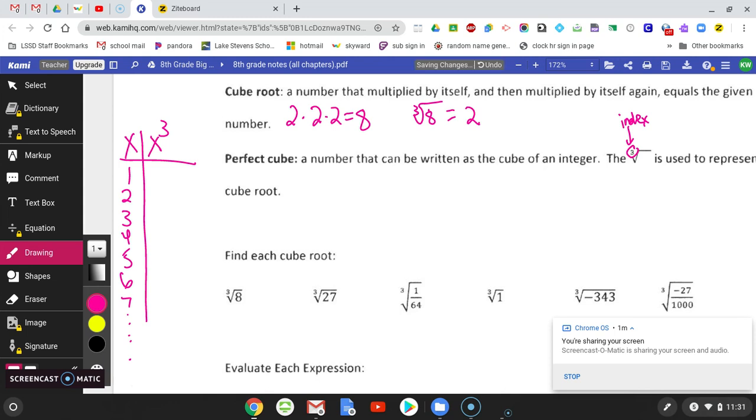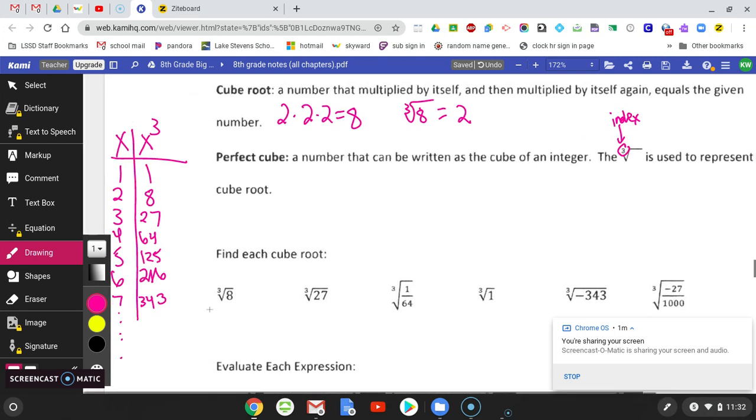So 1 times 1 times 1 is 1. 2 times 2 times 2 is 8. 3 times 3 times 3 is 27. 4 times 4 times 4 is 64. 5 times 5 times 5 is 125. 6 times 6 times 6 is 216. 7 times 7 times 7 is 343, and so forth. Because now if I want to know what the cube root of 27 is, I find 27 and I see it would be 3. So it makes my life really easy, and the longer you make that table, the easier it's going to be for you.